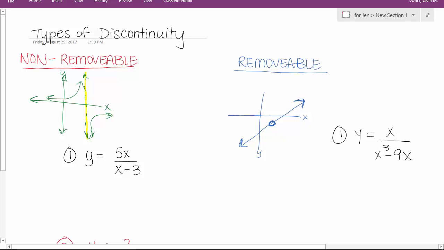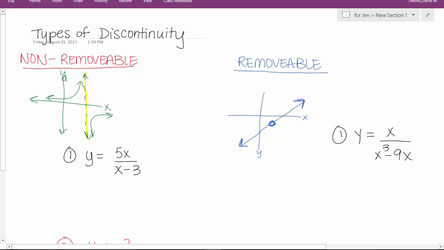Non-removable physically means that we could not do what students typically call fancy algebra to remove it. There was nothing we could do to remove that discontinuity algebraically. Removable tends to mean that we did something algebraically and we removed that discontinuity. Also, numerically, they look very different.